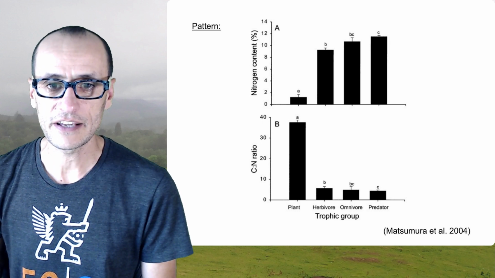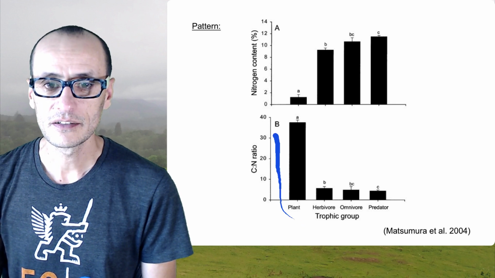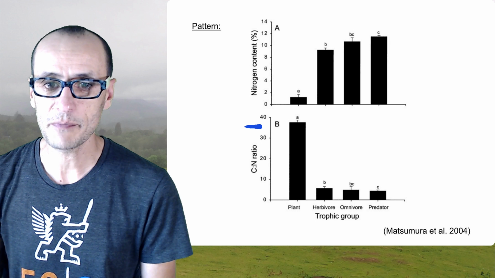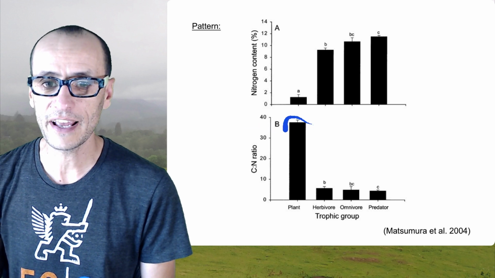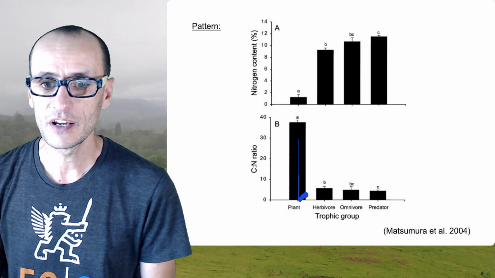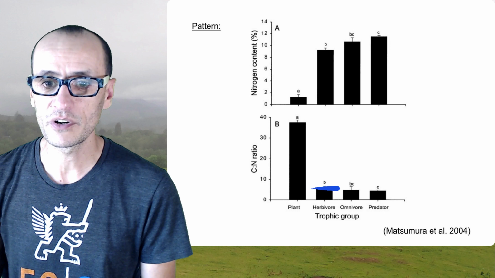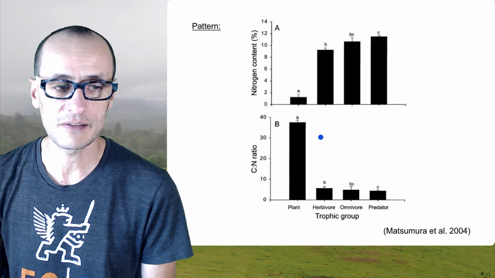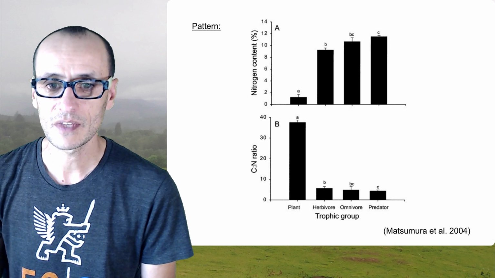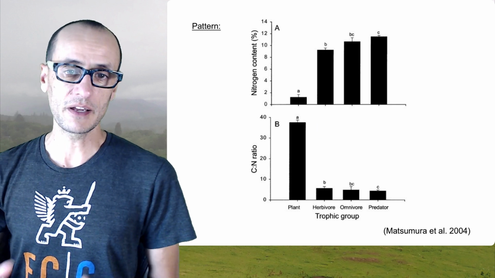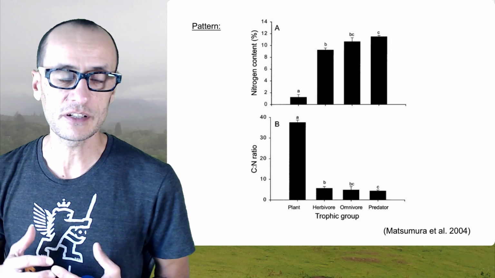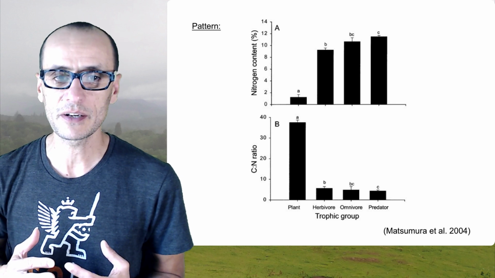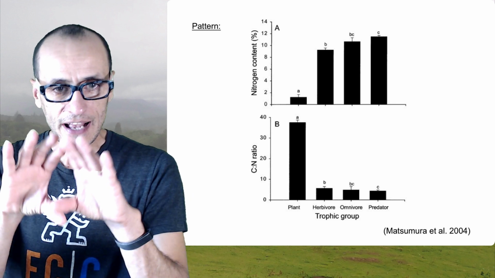Here's a pattern that I started to show earlier on. Here's another way to summarize this pattern. The C to N ratio of plants on land is around here, and the C to N ratio of herbivores, omnivores, and predators is around here. Again, 5 versus around 35 or 36. Big mismatch.